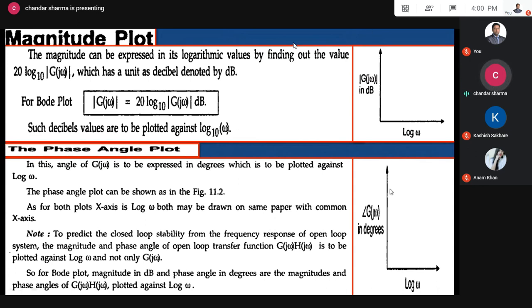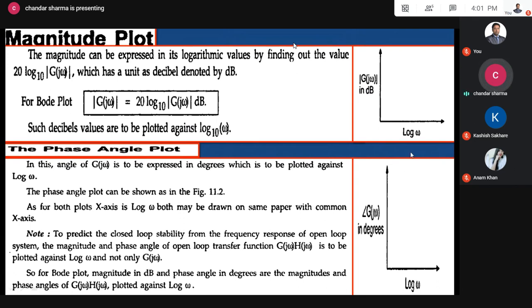Okay, so this is x-axis, this is y-axis. On the y-axis, we have to take decibels, dB. So such decibel values are to be plotted against log 10 omega. Then this is the phase angle plot. Again, the x-axis is the same for both. So in this, the angle of G j omega is to be expressed in degree, which is to be plotted against log omega. The phase angle plot can be shown. You can see for both plots, x-axis is log omega.